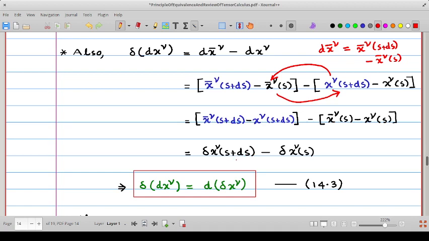So the difference in the values of a quantity at points specified by s plus ds and s is nothing but the change d of that quantity. So this will be equal to d of delta x nu at s plus ds, minus d of delta x nu at s. So we see that delta of dx nu is nothing but d of delta x nu.